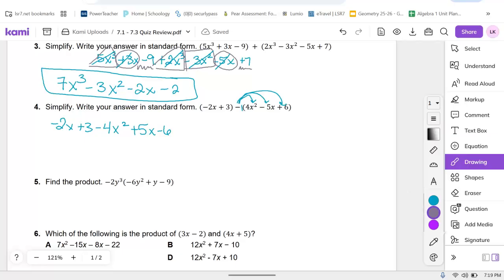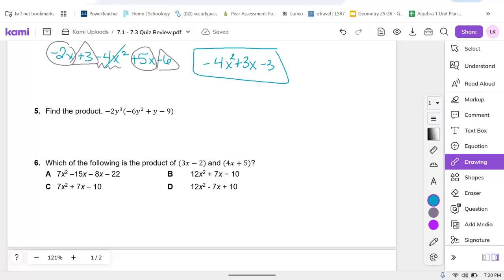Again, I need to combine like terms. So I have negative 2x and 5x. I have 3, negative 6, and then negative 4x squared. So when I rewrite it in standard form, negative 4x squared, negative 2x plus 5x is plus 3x, and then 3 minus 6 is minus 3.